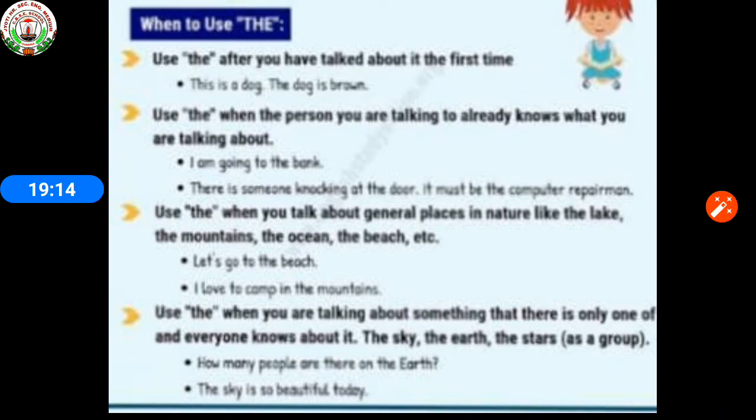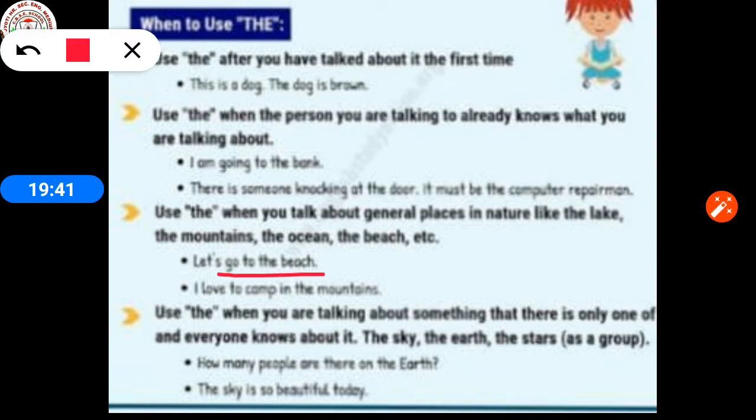We use the when you talk about general places in nature like the lake, the mountains, the ocean, the beach, etc. So for example, let's go to the beach. I love to camp in the mountains, etc.